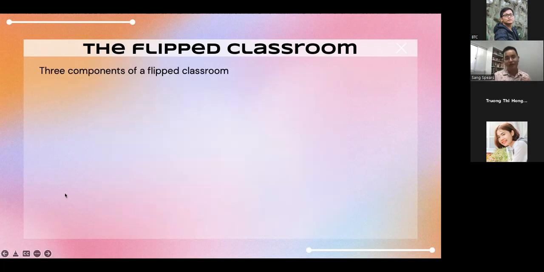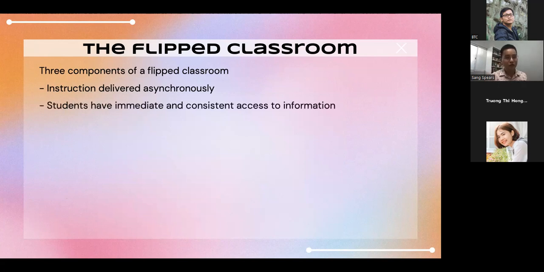So the three components of flipped classroom include, first, the instruction, as I mentioned, should be delivered asynchronously. And in class, the teacher only plays the role of further explaining or explicating the knowledge that some students may face difficulty with. The second part would be that the students have immediate and consistent access to the information.